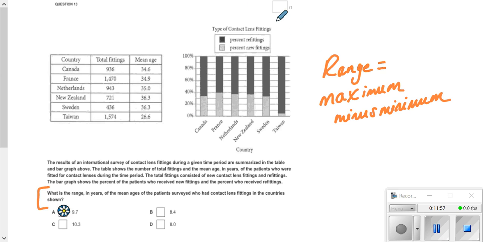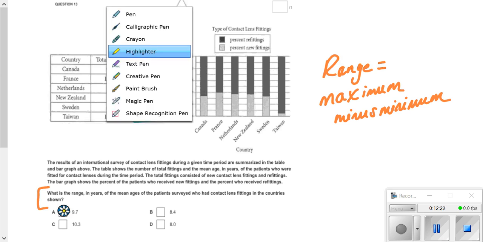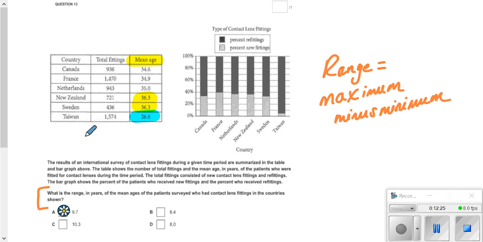The second graph has nothing to do with the age. The only place I see age in the problem is in this table, in this back column. And since I'm looking for range, I want to take the highest minus the lowest. The highest number is a tie between New Zealand and Sweden, 36.5, and the lowest number was Taiwan. So it's actually just a subtraction question once you know the definition. If I subtract those two, I should get my answer of 9.7.